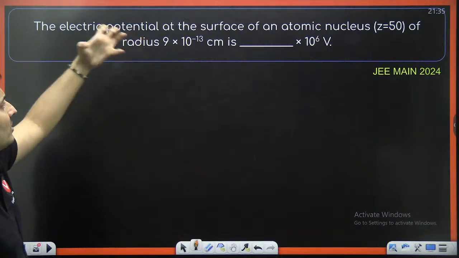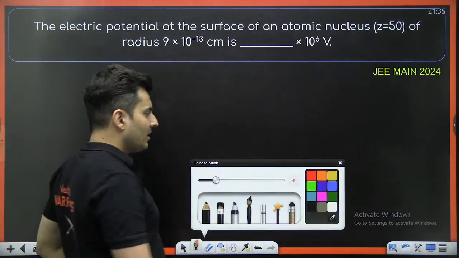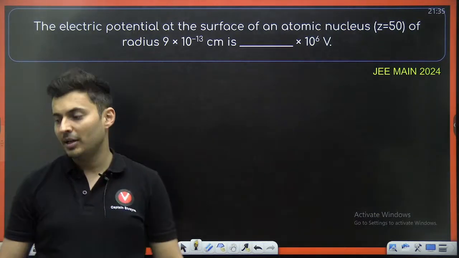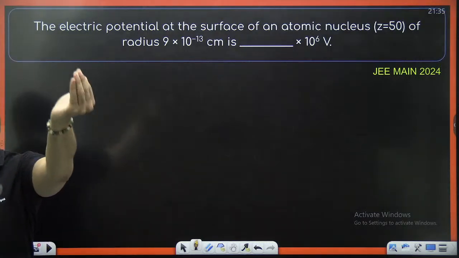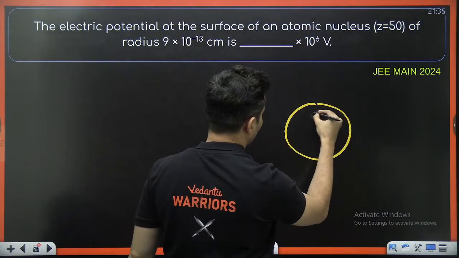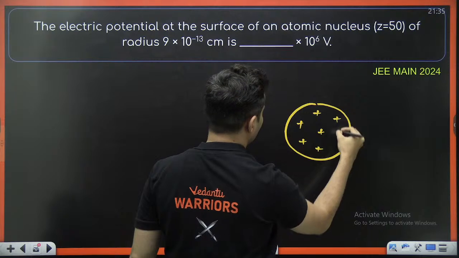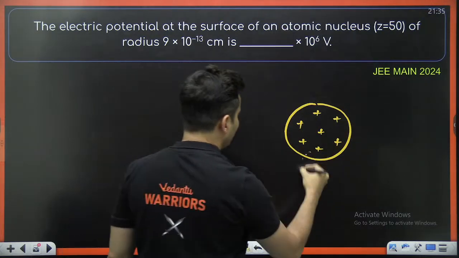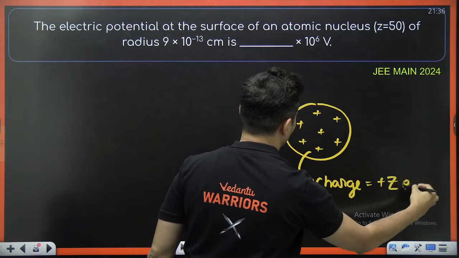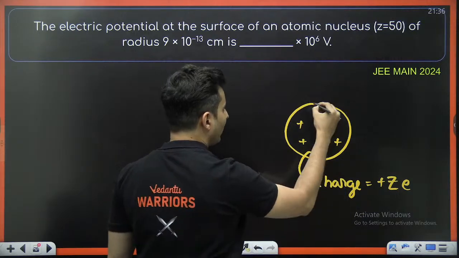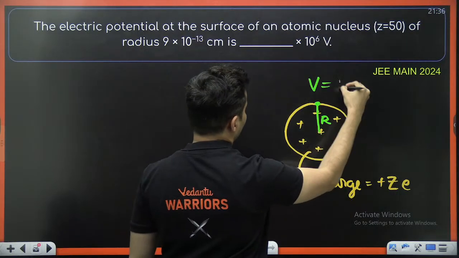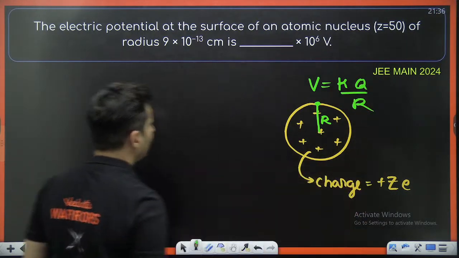Electric potential on the surface of a nucleus is how much? This is a very straightforward question, but it has been asked in different ways at many different places. You open up BITSAT papers, CUET papers, you will see that. So, if you talk about the atomic nucleus, there are many positive charges and it is uniformly distributed. So, the total charge on it is plus Z, which is atomic number into E. So, if you are on the surface and this radius is basically R, the potential on the surface is Q divided by R. So that's it.